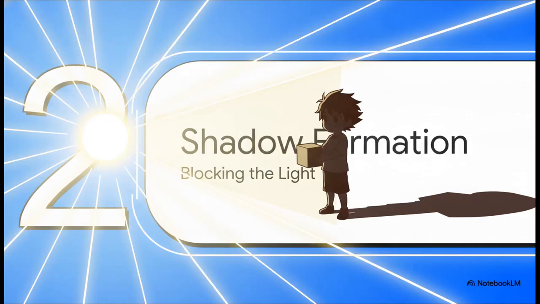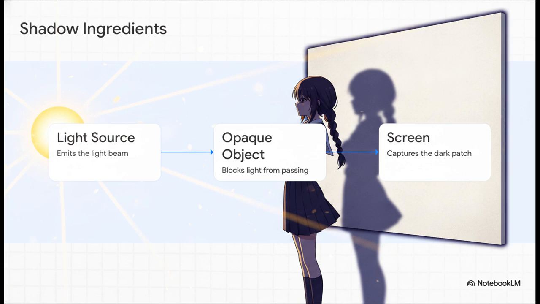Moving on to Section 2, how shadows are formed. Building on that straight line property, you absolutely must have these three exact ingredients to form a shadow. If you miss even one, no shadow.